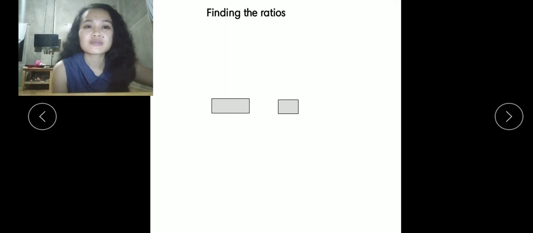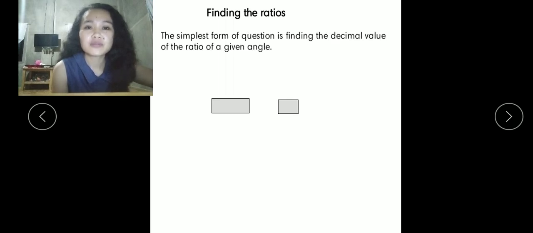Finding the ratios. The simplest form of question is finding the decimal value of the ratio of the given angle. For example, if we have sine 32 and we need to use your calculator, just click sine, then 32, then equals. By the way, 32 is the angle. And we have 0.5541, that is the ratio.